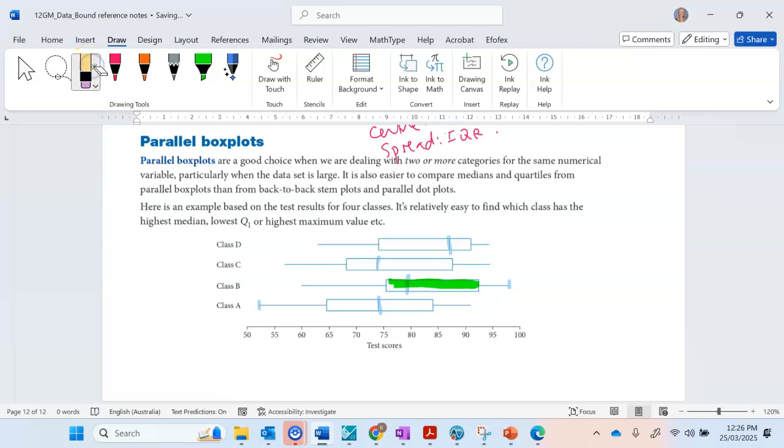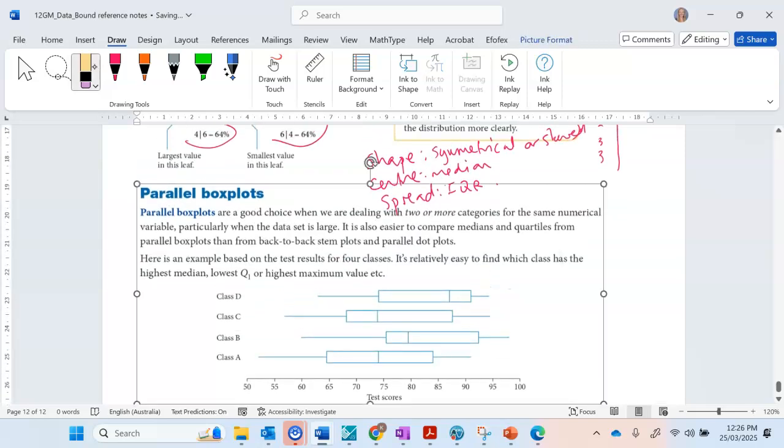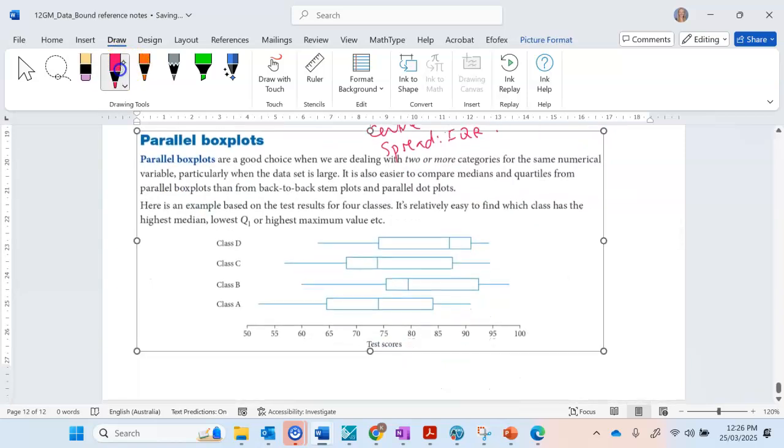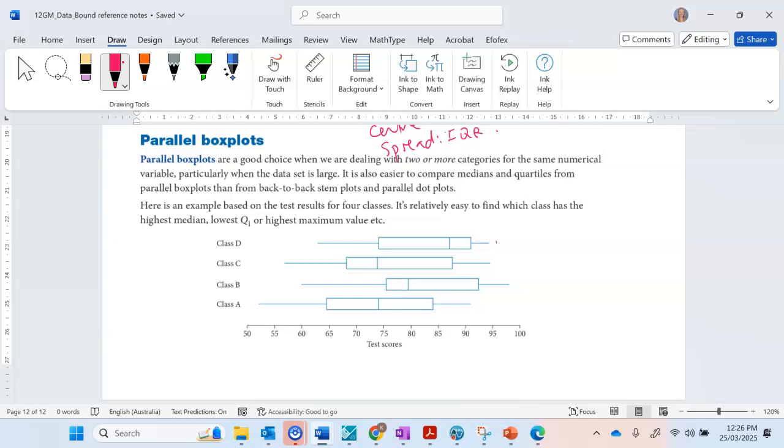And then we could also talk about their shape. As I said before, up here, we can talk about their shape, center, and spread. So that's just your positively skewed, negatively skewed, or symmetrical. The first one is negatively skewed. Class C is positively skewed. Now class B is an interesting one because we've got the median here, but we've got this long tail. So focus more on that median. That's going to tell us it's positively skewed.